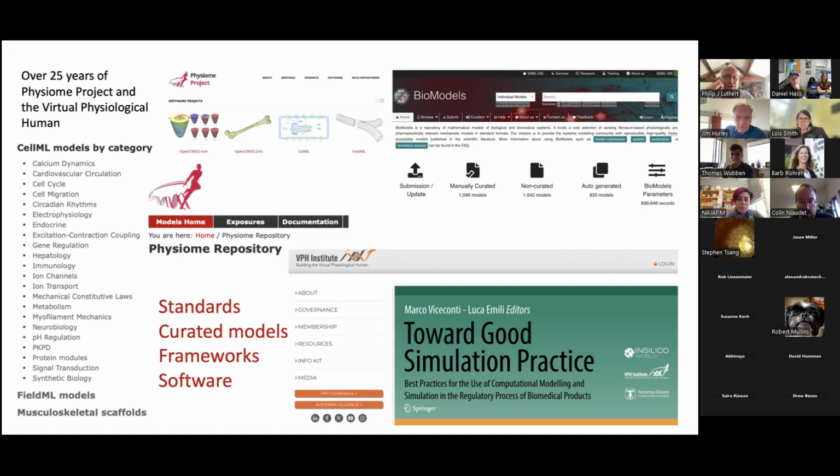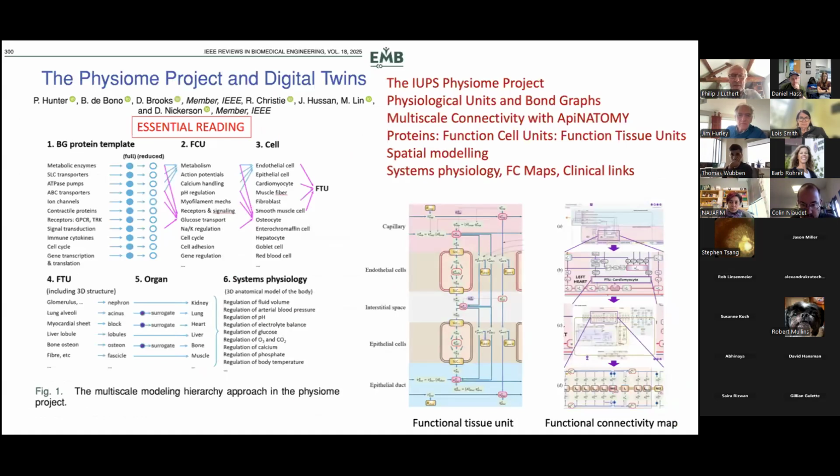They've put a lot of effort into building frameworks for modeling and open source software that we can all play with. And if there's one paper that anyone who's interested in doing this stuff should read, it's this one. The first author is Peter Hunter, who's a bit of a guru in this area.